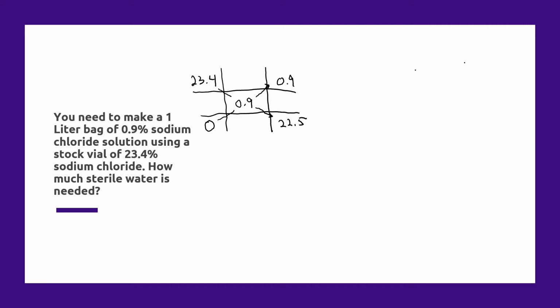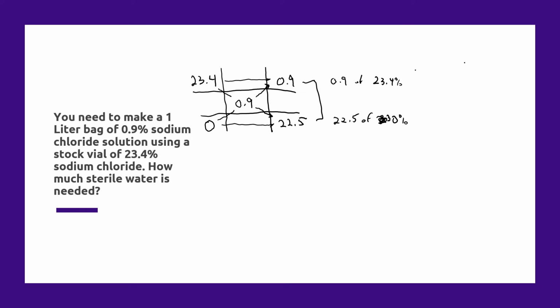And these two numbers are going to give us our ratio, or the proportion of the larger concentration across to the proportion of the lower concentration. So we're going to have 0.9 parts of the 23.4% for every 22.5 parts of the 0%.